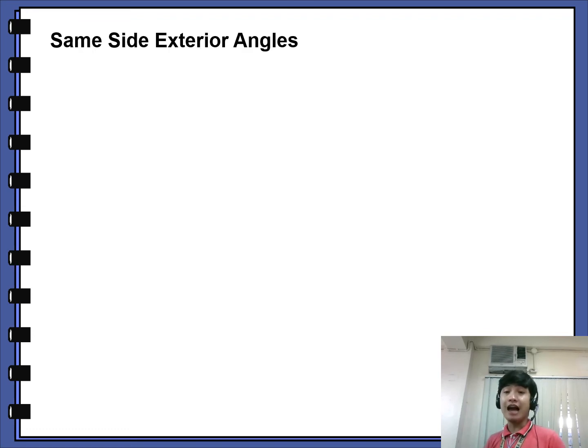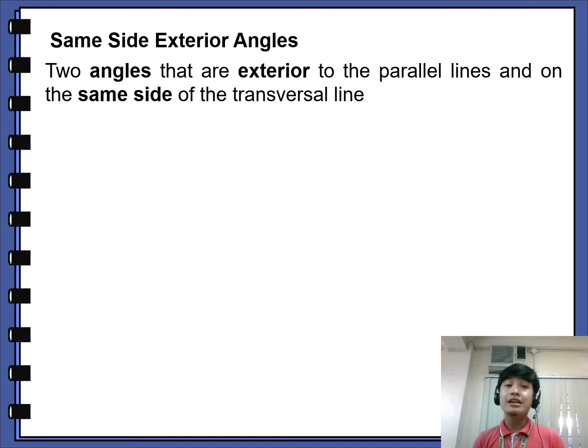Okay, so let's have the last angle relationship in angles formed by parallel lines cut by a transversal. And that is the same side exterior angles. So by definition, same side exterior angles are two angles that are exterior to the parallel lines and on the same side of the transversal. So let's try to simplify the definition of same side exterior angles. Pag sinabi natin same side exterior angles, dalawang exterior angle sa same side ng transversal. Yun lang yung definition niya.